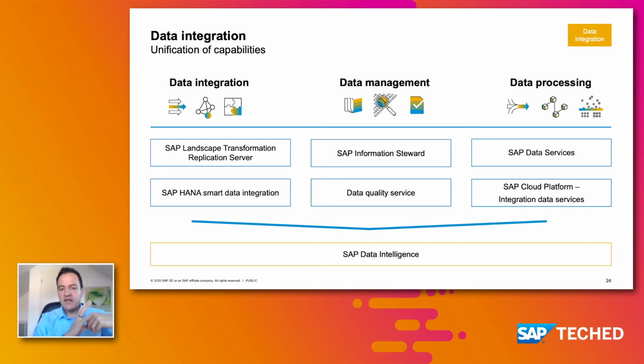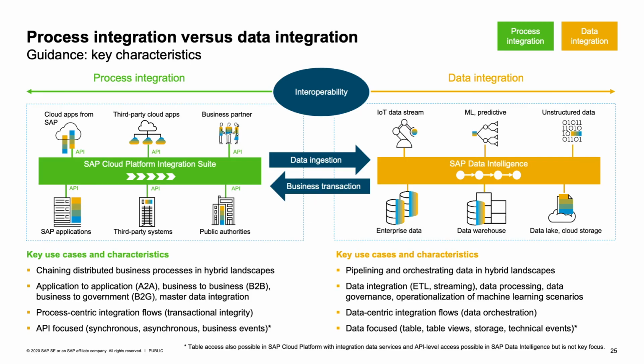So there's a dedicated chapter in the integration architecture guide, and also a dedicated decision table that gives you more recommendations and guidelines on when to use the data integration tools, and also how to combine them. So I think that's a very important aspect of the integration architecture guide, with the target picture of SAP Data Intelligence.